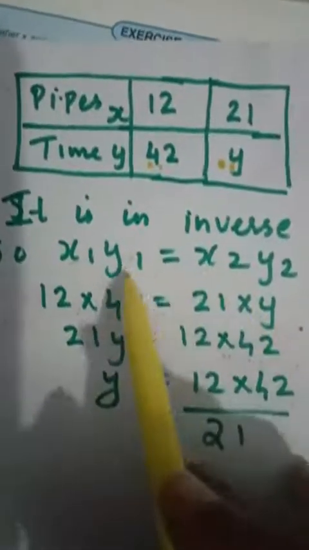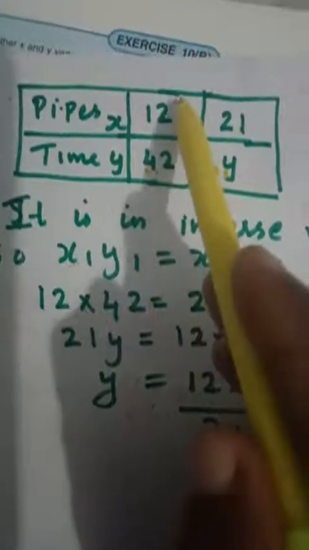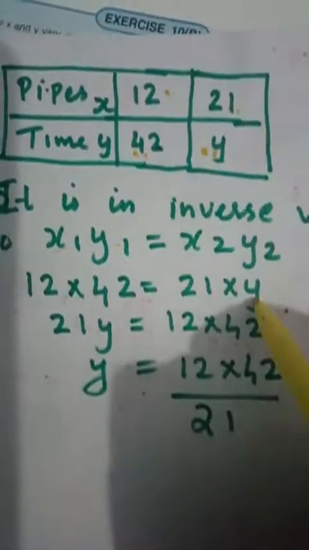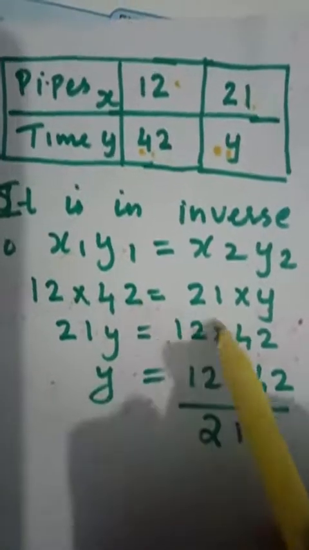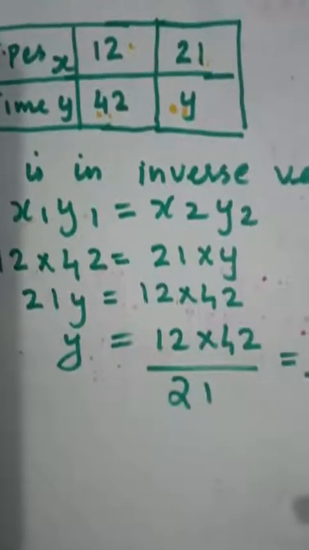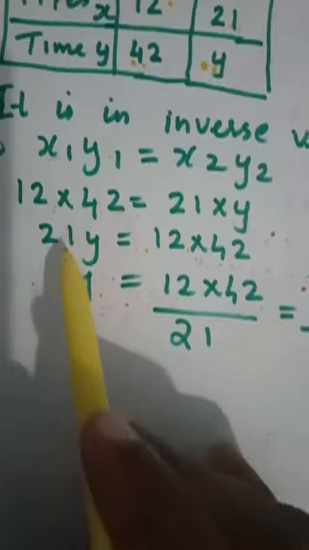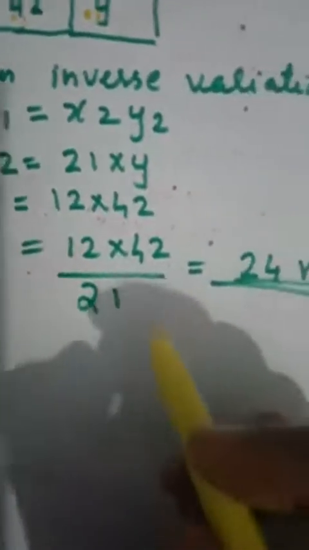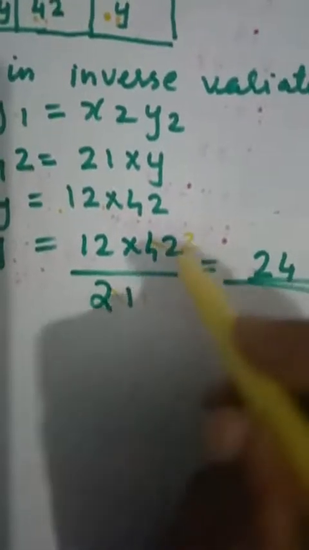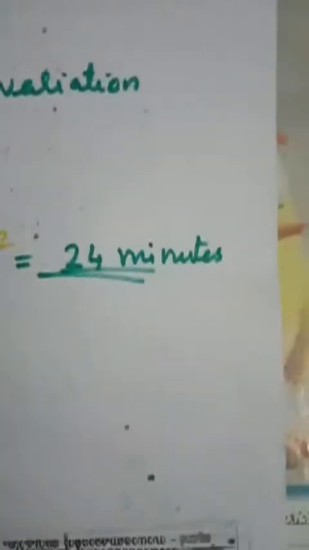So x1 y1 is x2 y2. What is x1? 12, y1 42. So 12 into 42 equals 21 into y. So 21y is equal to 12 into 42. So y is 12 into 42 by 21. This 21 multiplication becomes division. So cancellation: 21 into 1 is 21, 21 into 2 is 42. So 12 twos are 24 minutes.